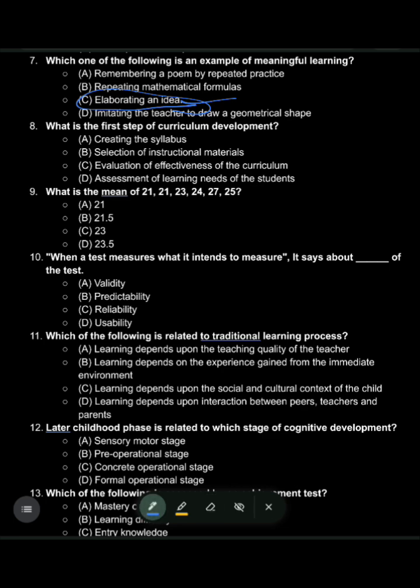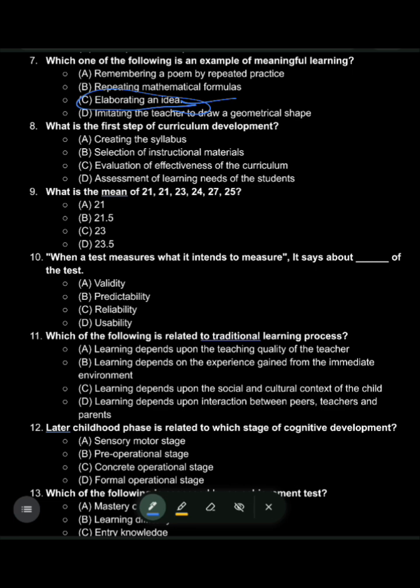Number 8. What is the first step of curriculum development? Creating the syllabus, selection of instructional materials, evaluation of effectiveness of the curriculum, assessment of learning needs of the students. So what is the first step of curriculum development? What will be the first step?